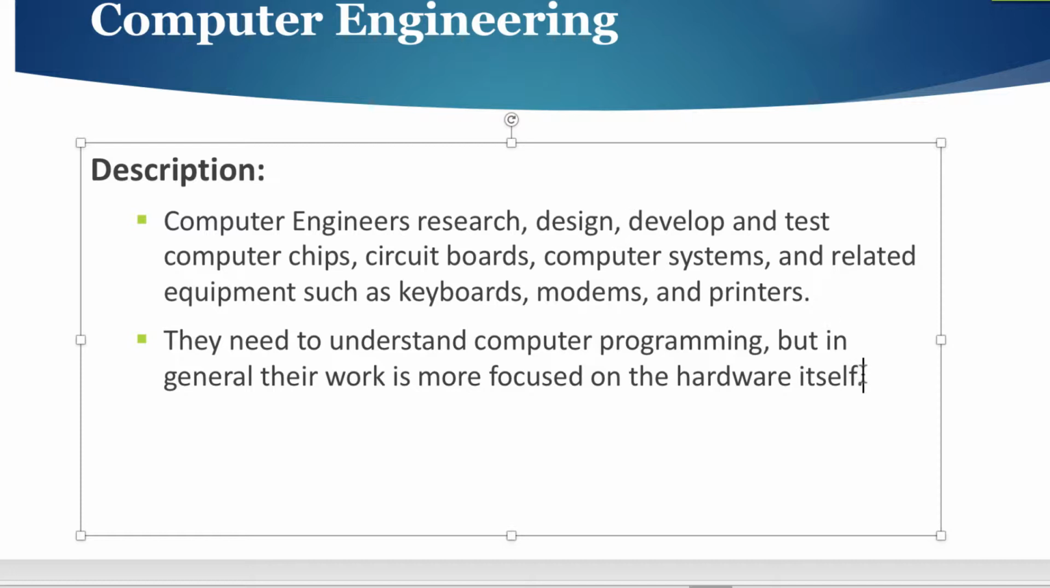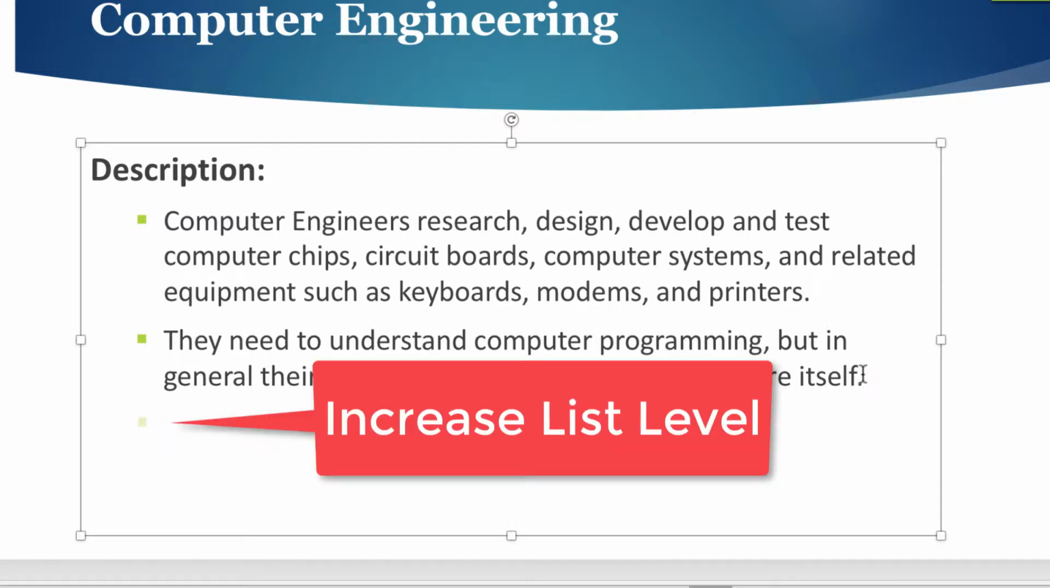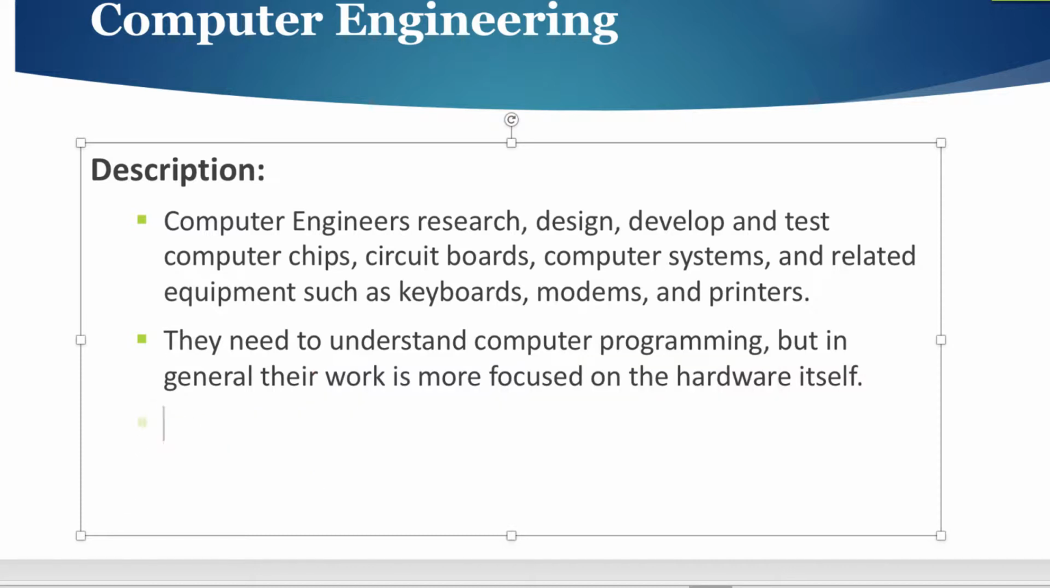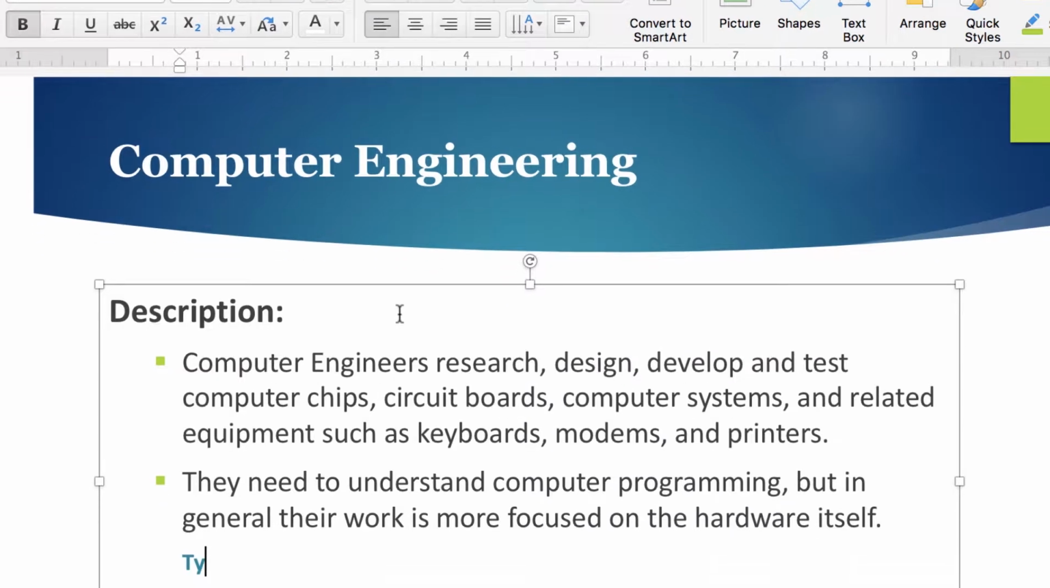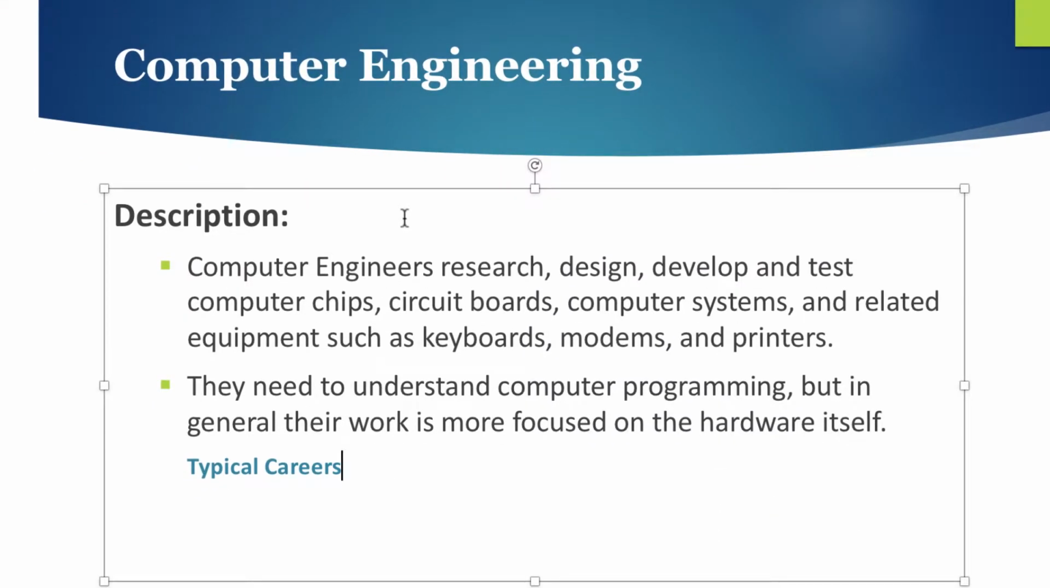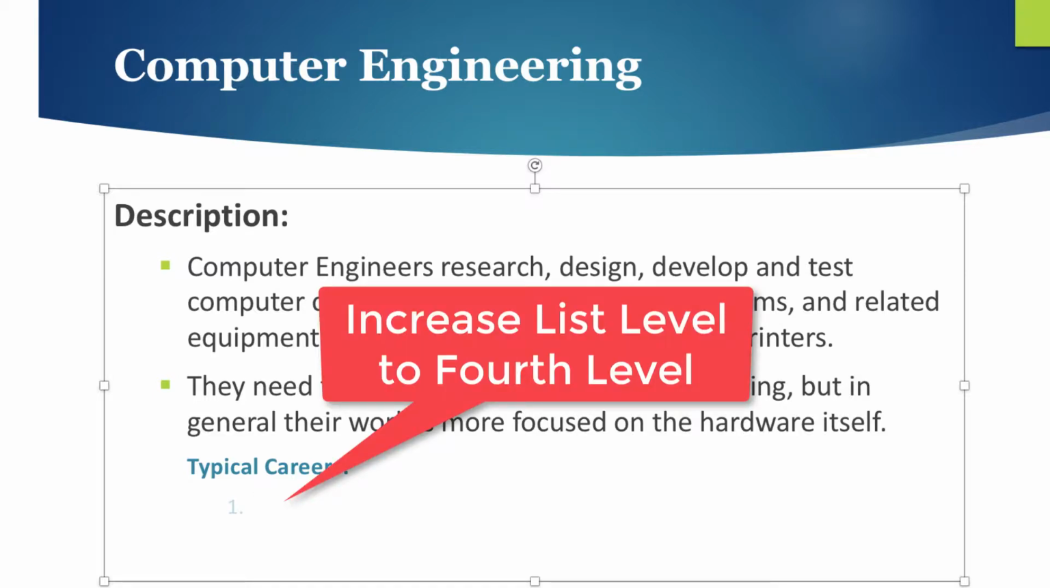And I'm going to go after here, and I'm going to hit return. And it's in the same style, so I'm going to increase list level. Now it didn't move, but I'm going to put typical careers. And I could put a colon, and I'll hit return, and then I'll increase list level again, and it starts doing a number. And then what am I going to put in there?